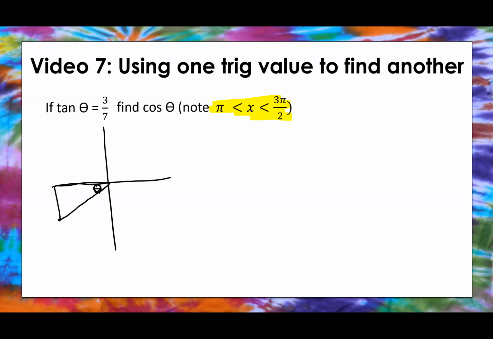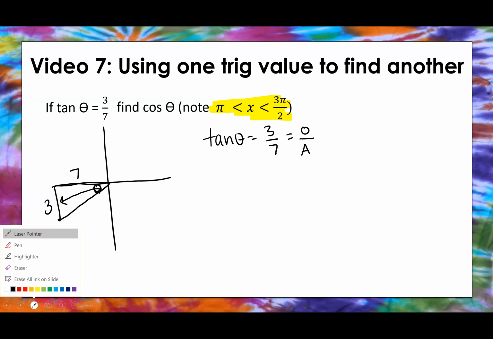And remember, tangent of theta equals 3 over 7, which is our opposite over our adjacent. So my opposite is going to be 3, and my adjacent is going to be 7. Well, what are the signs? If we look here, we're going left 7, down 3. So both of them are going to be negative. Again, if you don't get that right, it's not a huge deal because we can check our answer at the end. All right, we need our hypotenuse.